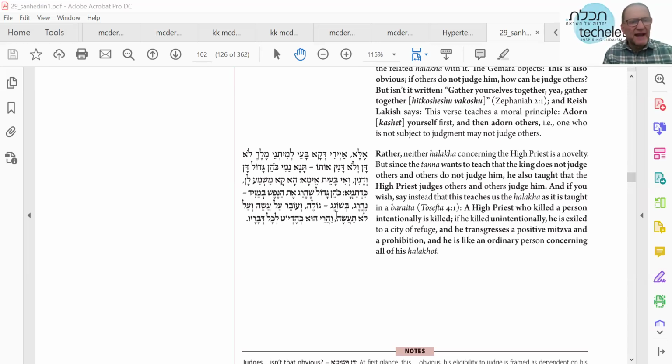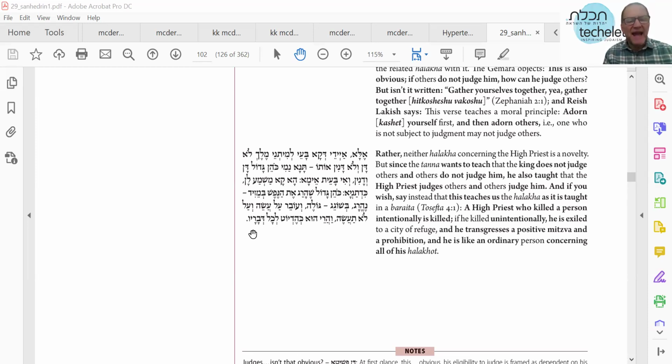B'shogeg, if he kills in error, goleh, he is exiled. Where to? To the cities of refuge. V'over. Okay, stop there for a second. The baraita then goes on to say something else. V'over al aseh, and he transgresses a positive commandment. V'al lo ta'aseh, and a negative commandment. Harehu kehedyot l'chol devarav. He's like an ordinary person.